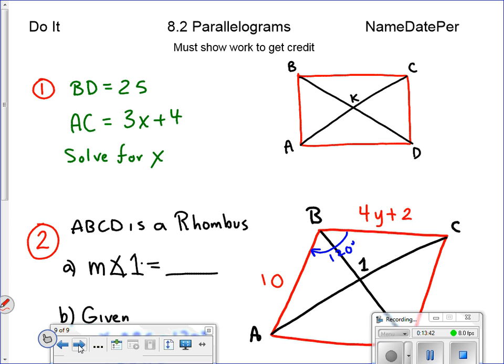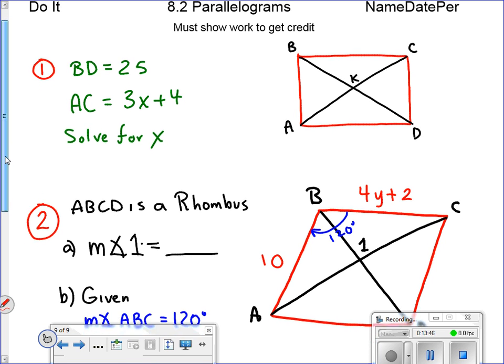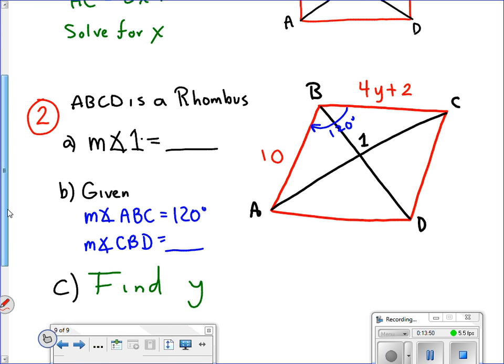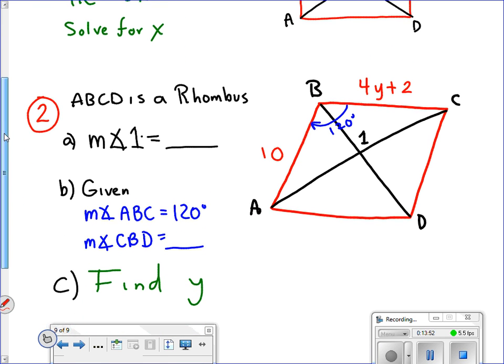So here we go. Let's scroll through the problems and make sure you can see them. Here we go. Refer back to your characteristics for each of these shapes and use that to help you write equations.